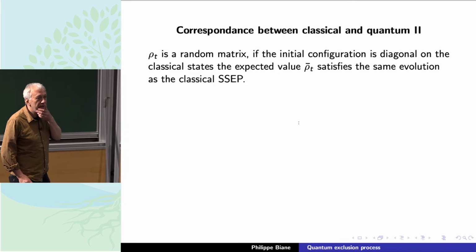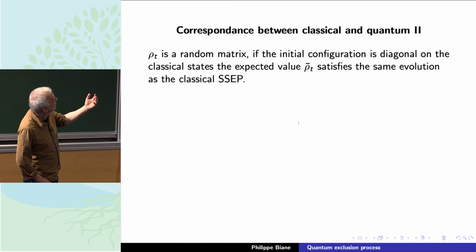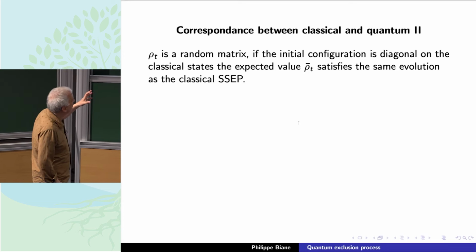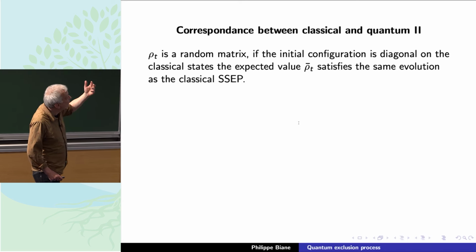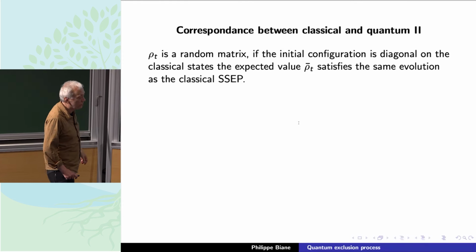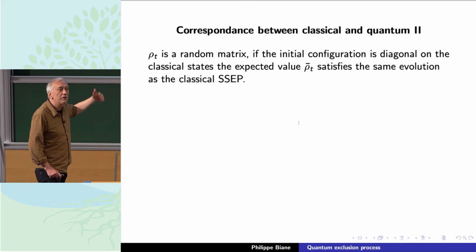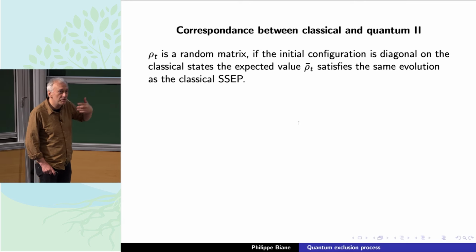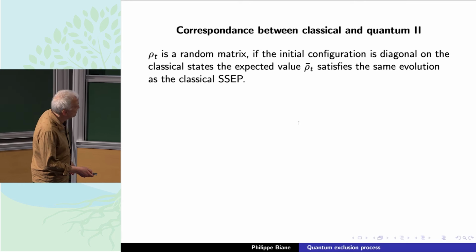Now ρT is a random matrix. I said it is a positive definite matrix evolving with time. Now, if the initial configuration of the particles is diagonal, that is, it's a classical state, then the expected value of ρT will also be classical, and it will satisfy the same evolution as the classical exclusion process. So this is really a quantum version, but it also projects onto the classical exclusion process.